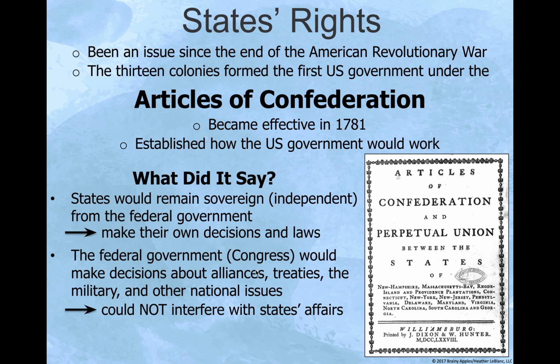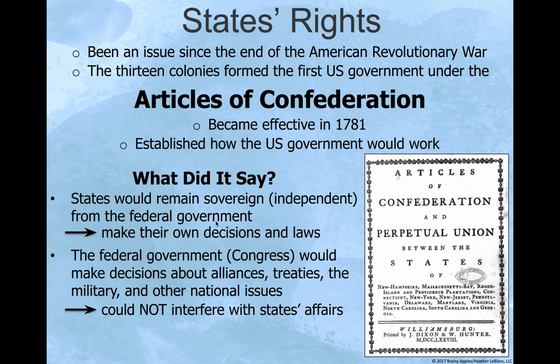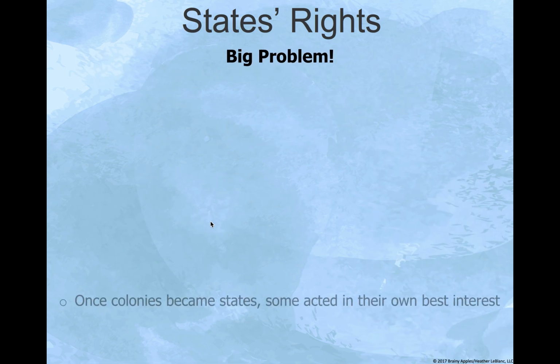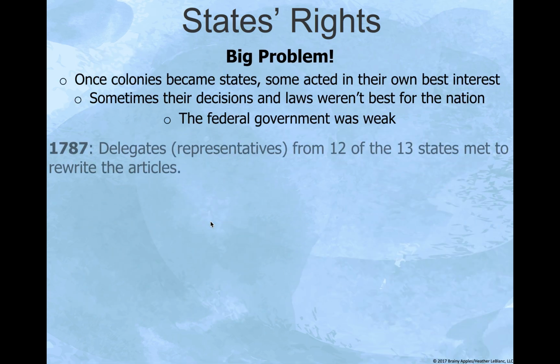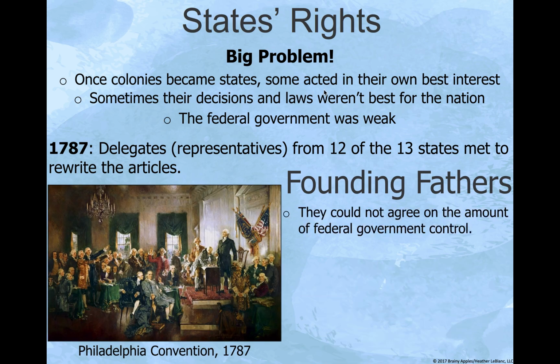So the federal or the national government would make decisions about alliances, treaties, the military, and other national issues, but they could not interfere with states' affairs. So it gave the states a lot more power. And that was a big problem for the national government. Once colonies became states, some acted in their own best interests, and sometimes those individual states' decisions and laws weren't best for the whole country, and the federal government was weak under the Articles of Confederation.